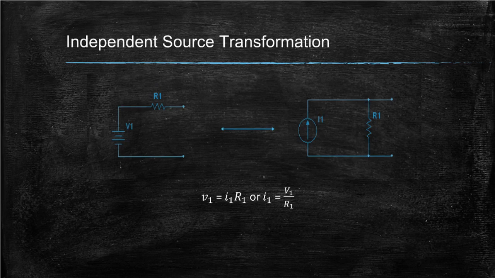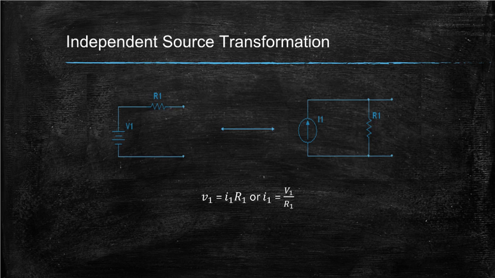Here we have an independent source transformation. A voltage source in series with a resistor is transformed to a current source in parallel with a resistor. This is done using Ohm's law. Taking the voltage source and the resistor values, we can find the value of the current source. The resistance value stays the same.